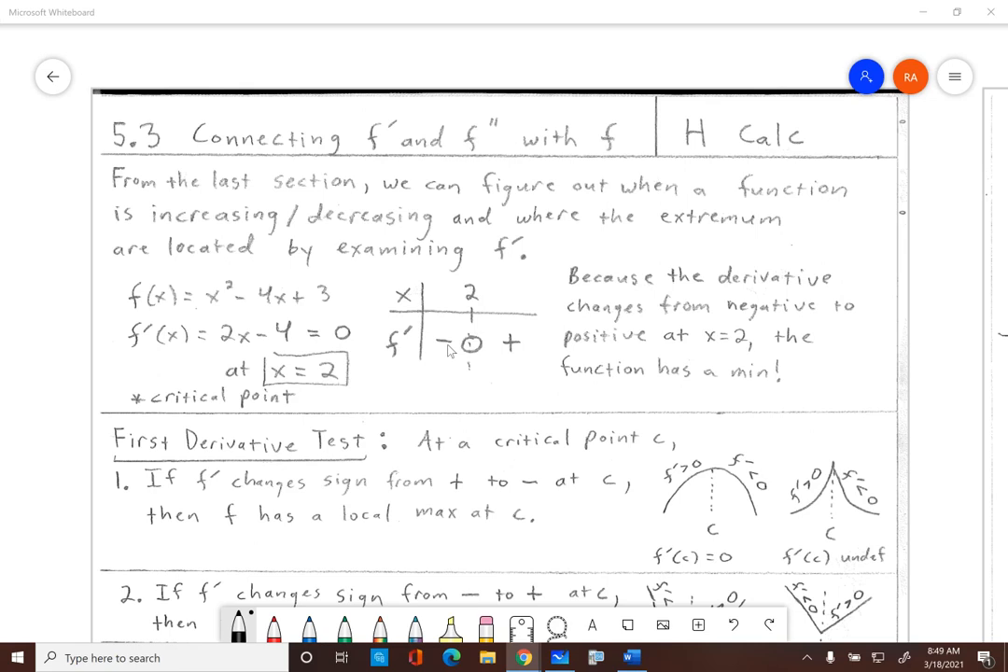So I check a number to the left of 2, like 0. I plug 0 into the derivative, and I get negative 4, which is a negative number. If I plug in a number to the right of 2, like 100, I get a positive number. So because the derivative changes sign from negative to positive, this function has a min at x equals 2. Like the function itself would change from decreasing to increasing. And we're going to officially give that a name.